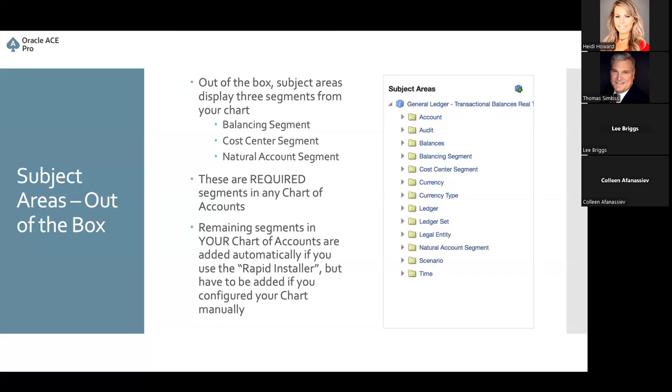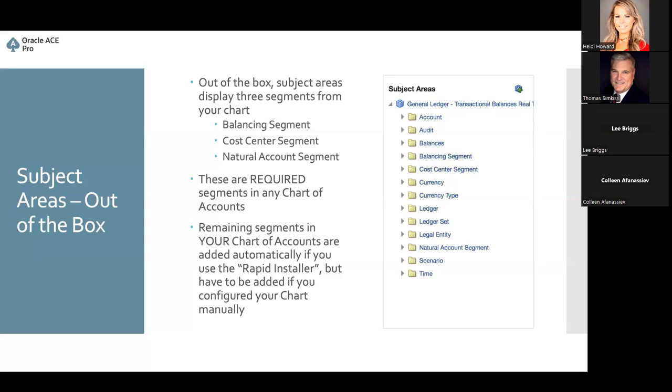Now, when you're doing your implementation, if you use the rapid installer tool, so it's a spreadsheet type tool where you can build out your segments and the values, everything we're talking about now will have happened already. That's the beauty of that tool, as well as getting your chart in place. It will actually build out all this OTBI stuff. However, if you implemented before that tool came along, or if you didn't use that tool at all, and we still see a bunch of implementations where that tool isn't used, then you have to do these next steps.